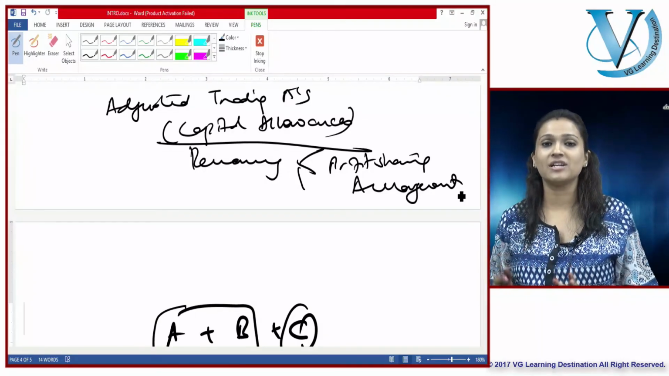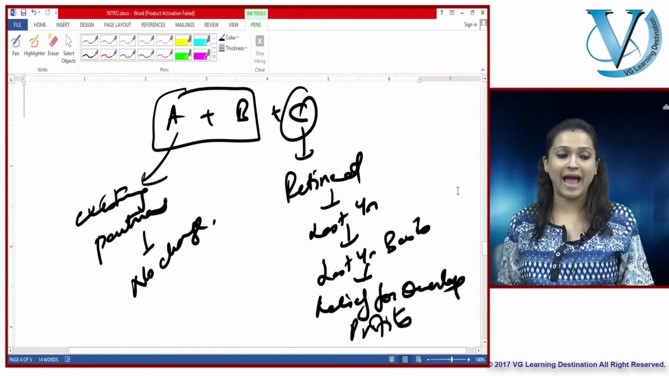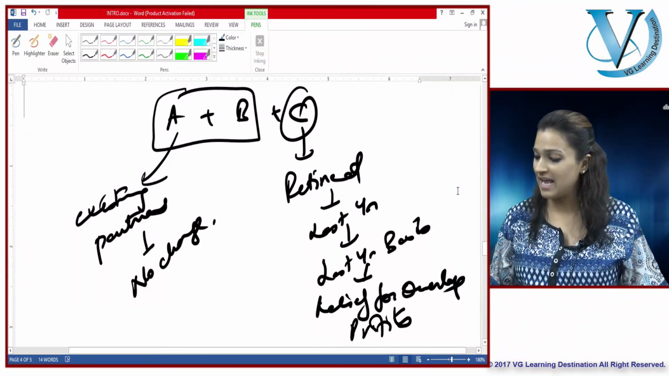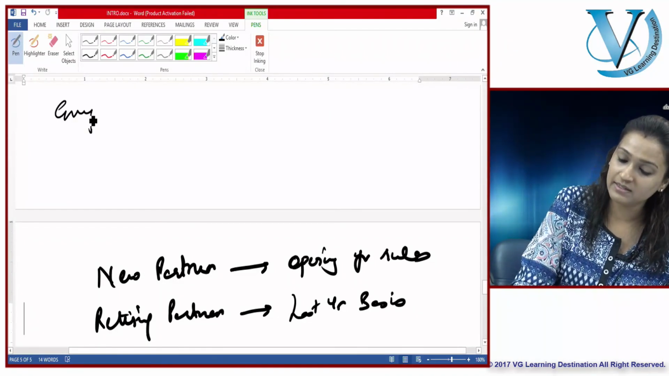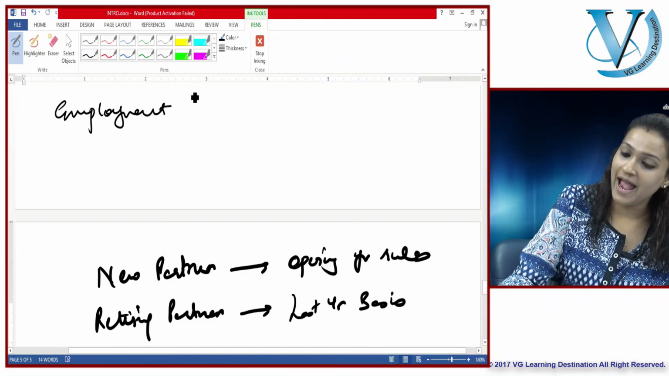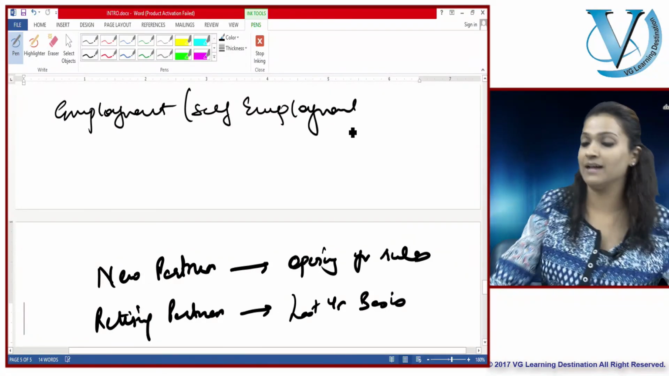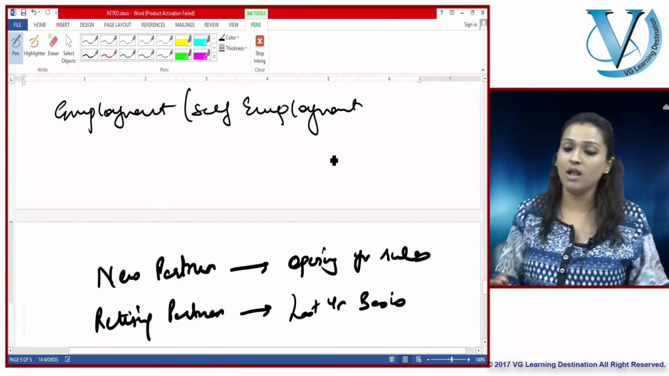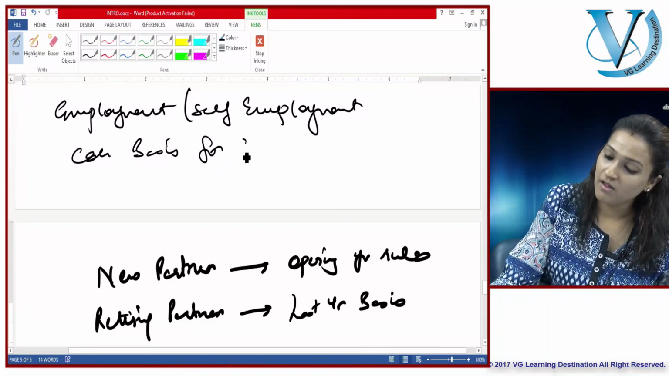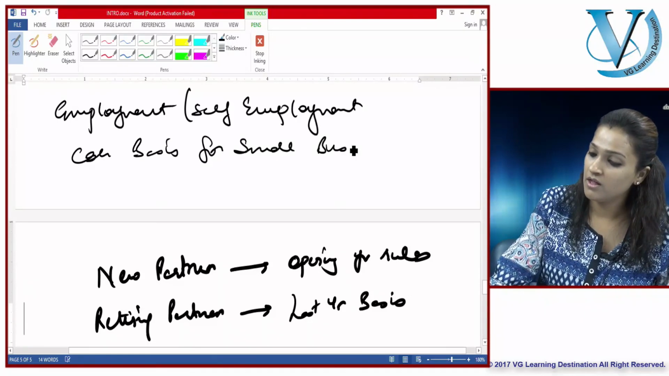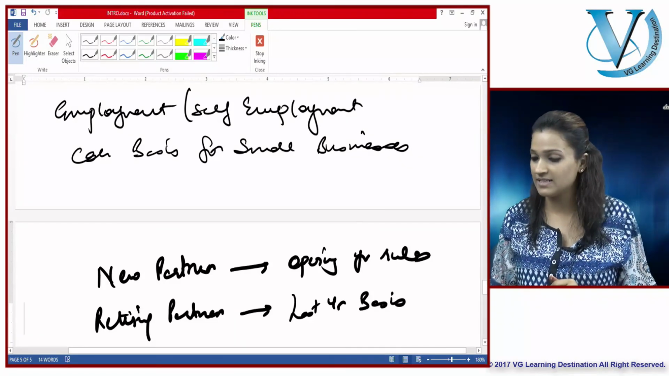Now that we've finished it, let's have a look at what we are basically going to do in the next session. We are going to look at the employment or the self-employment rules. We're going to look at the rules for employment and self-employment rules. Also, we are going to look at another basis for small businesses, which is known as the cash basis for small businesses.